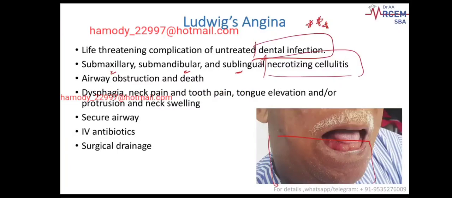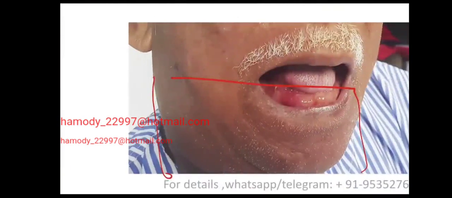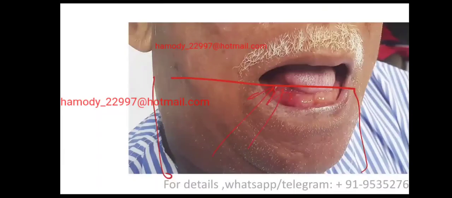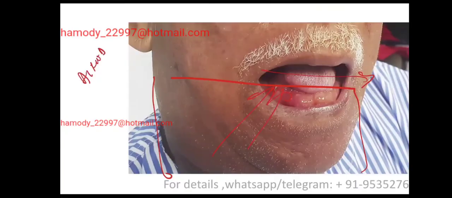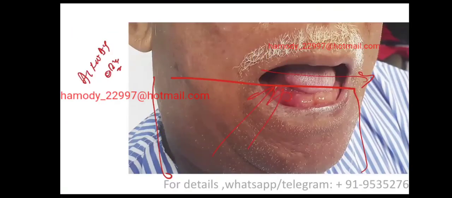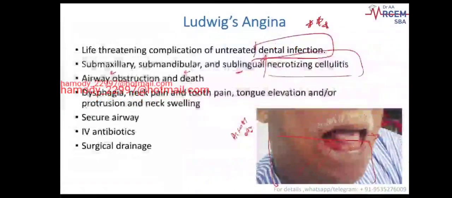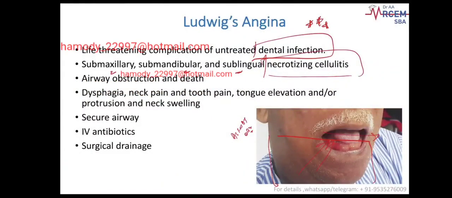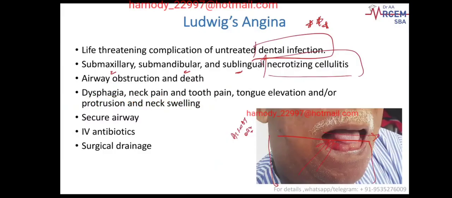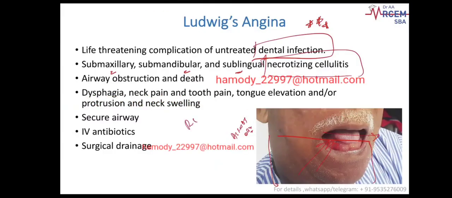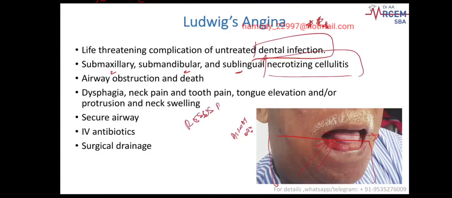The problem here is because the infection is developing, the tongue is pushed upwards and outwards. So it can cause airway obstruction. This is the important thing. It can cause airway obstruction. So if any signs and symptoms of airway obstruction are present, for example, drooling of saliva, difficulty in swallowing, stridor, what do you do in these circumstances? Immediately shift this patient to the resuscitation bay. Immediately shift to the resuscitation bay.